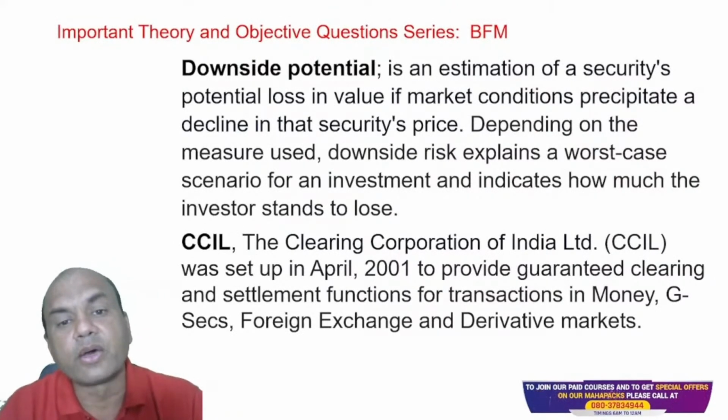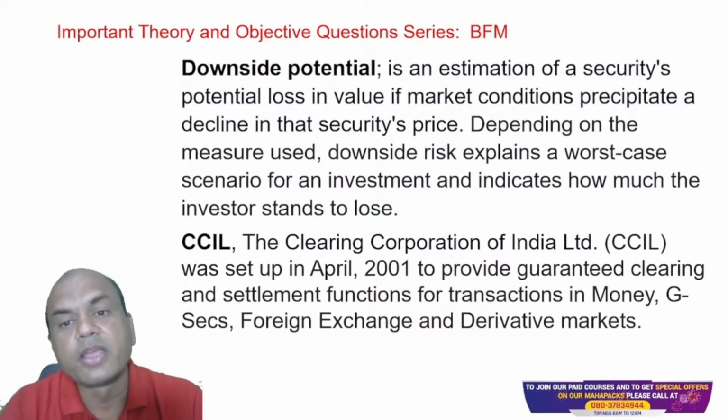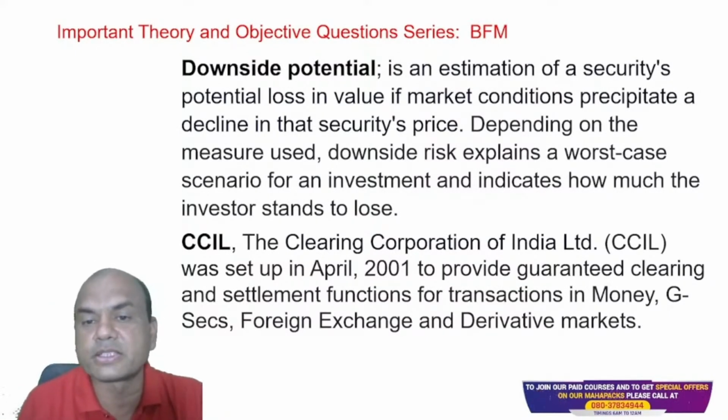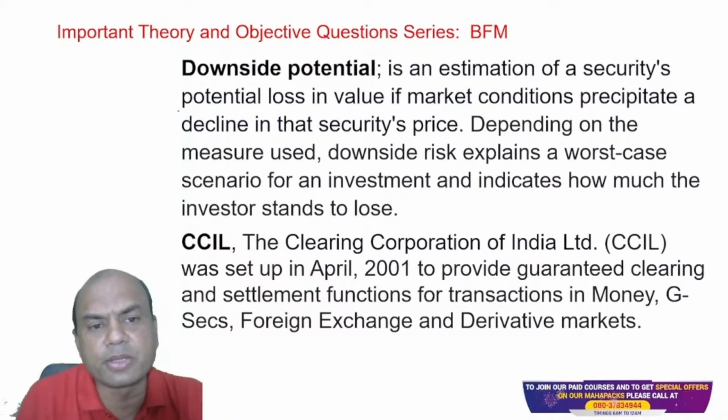Next one. Downside potential. It is the estimation of a security's potential loss in value if market conditions precipitate a decline in the security's price. What does it mean? Keep it very simple. Potential loss due to decline in the price of the security.